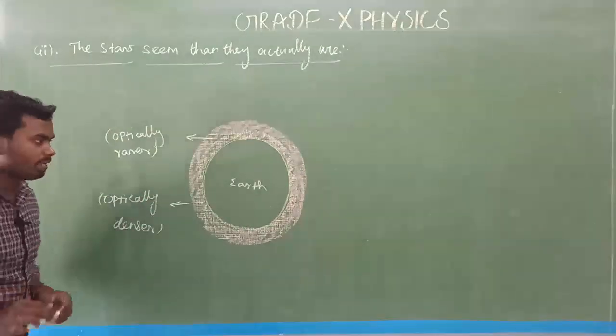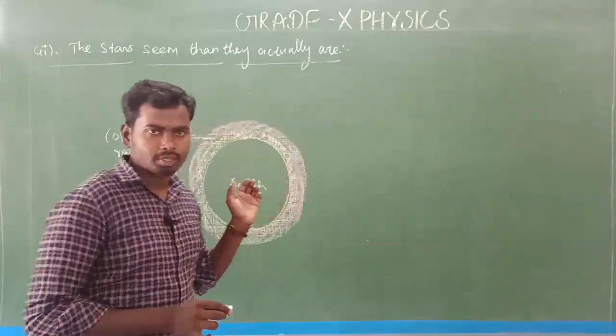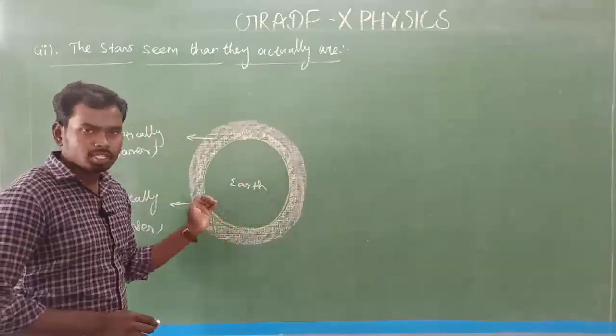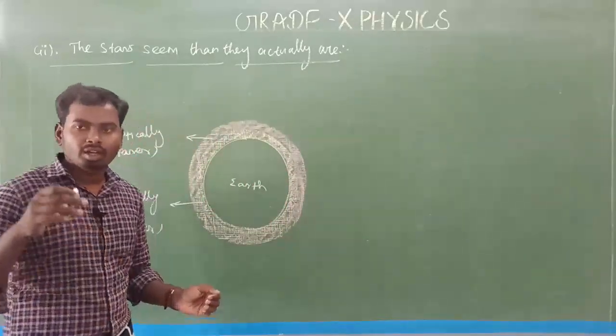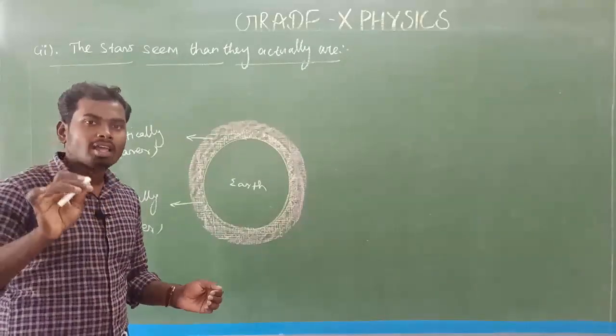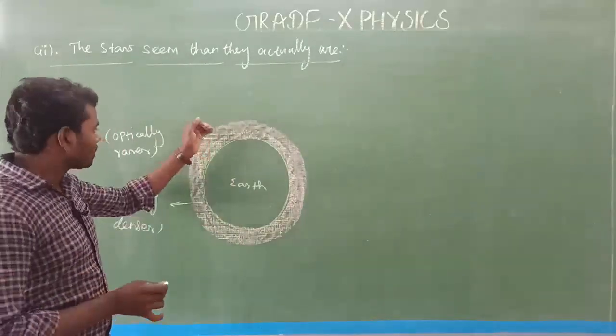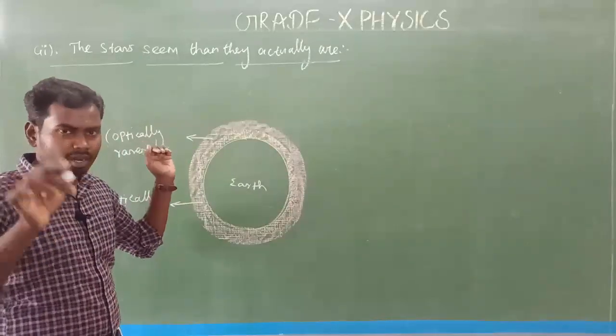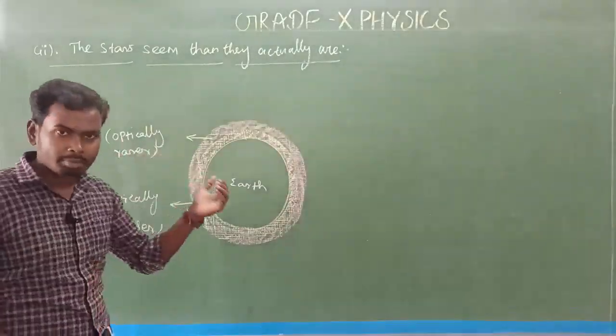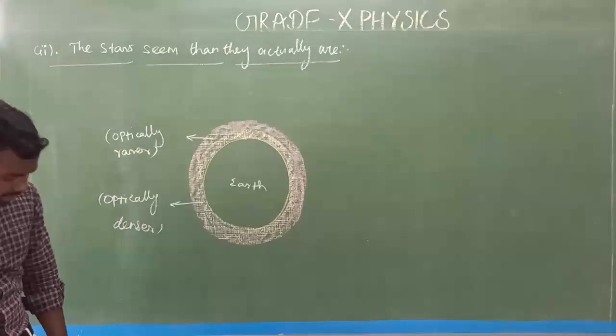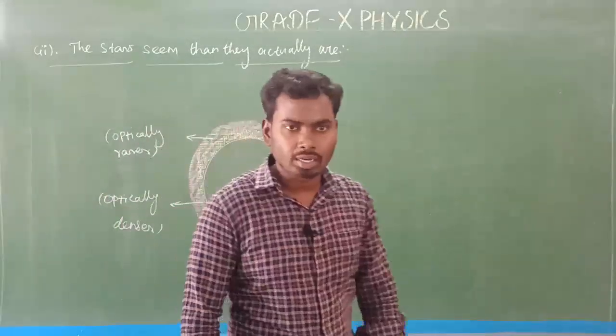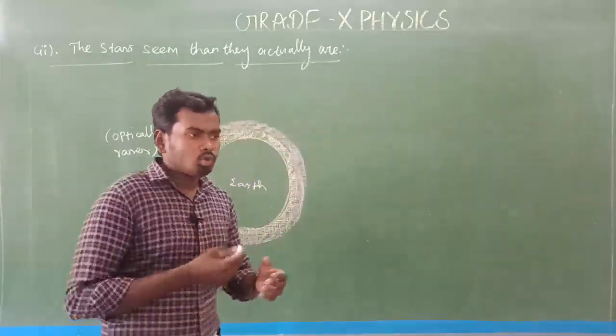Optically denser medium. Is it clear? Yes. Very simple. Don't be confused. So this is Earth's atmosphere. The Earth's atmosphere has different air layers, and the different air layers have different densities. So the upper part of the Earth's atmosphere acts as an optically rarer medium, and the bottom acts as an optically denser medium. Is it clear? Yes. So you are observing.